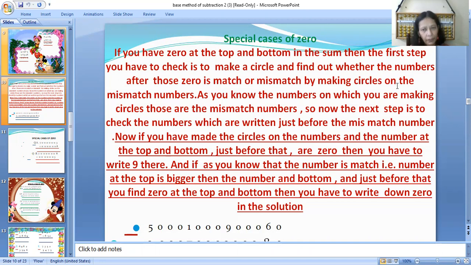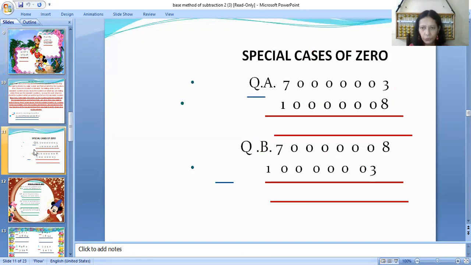So the first step here also, you have to find the mismatch numbers by making circles on them. As you know, the numbers on which you are making the circles are mismatched. This you already know from my previous videos. So the next step is to check the numbers which are written just before the mismatch number. Now let's see the explanation in the question, how you have to do this.